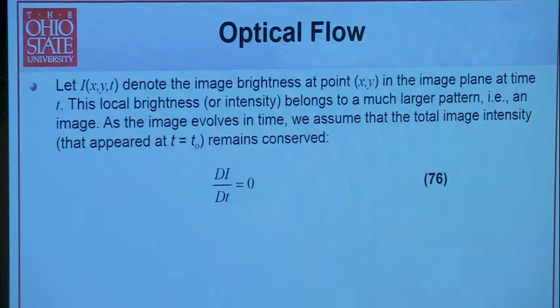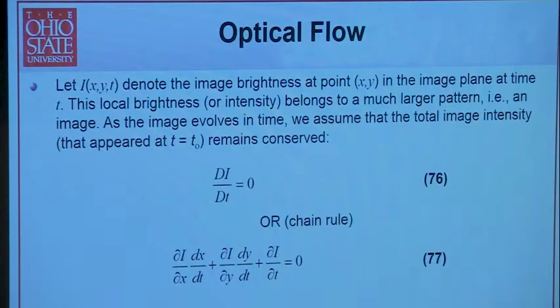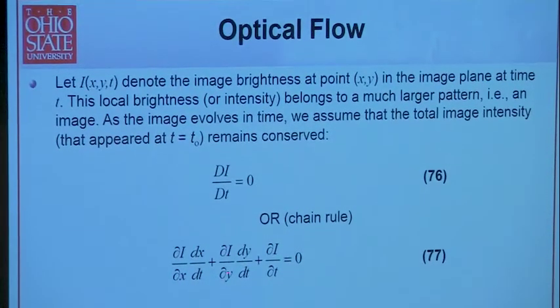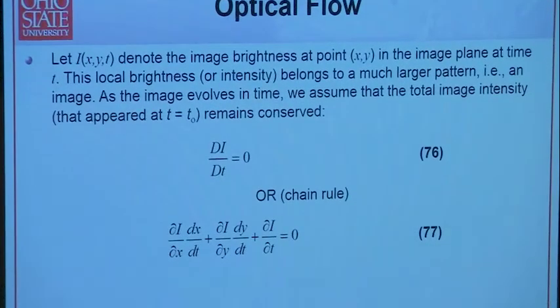As this image evolves in time, what we're going to assume is that the total image intensity that originally started at t equals 0 remains conserved, okay? It can be distributed. If we think about motion, we can move things along, but if I were to integrate and sum that up, I have the same amount of intensity. And therefore you get the material derivative, okay? Now, if we apply the chain rule, this can simply be written in this manner, where we have a time rate of change, the partial I, partial x, partial I, partial y, and again, the temporal derivative, okay?